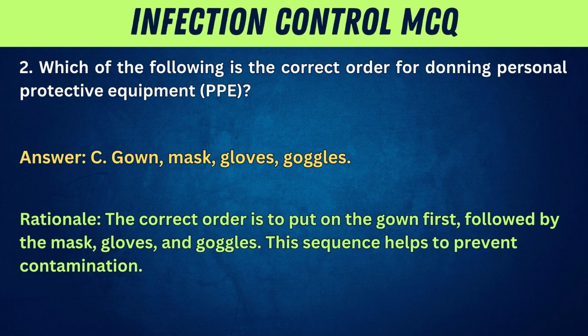Rationale: the correct order is to put on the gown first, followed by the mask, gloves, and goggles. This sequence helps to prevent contamination.